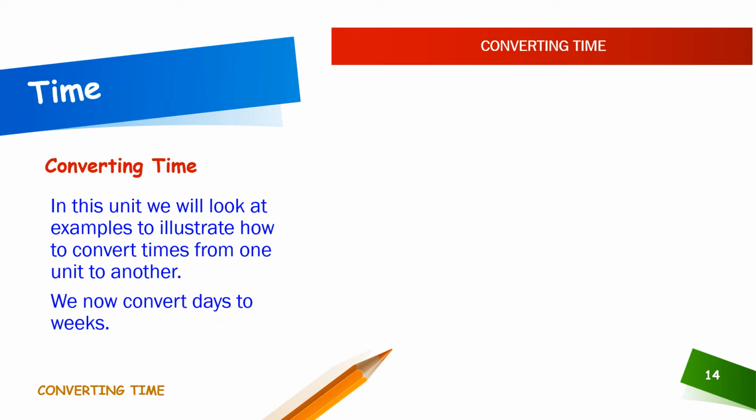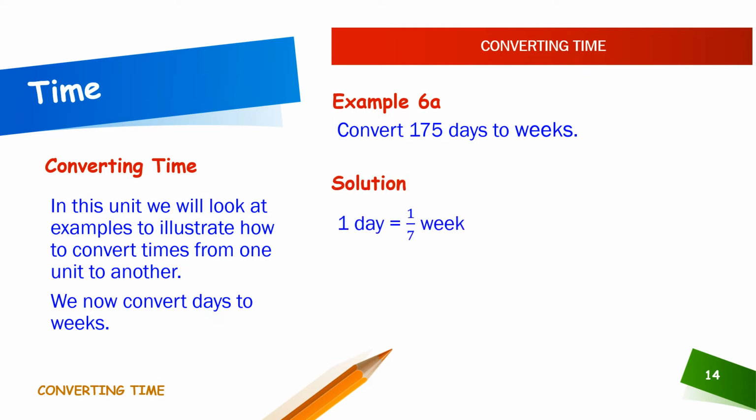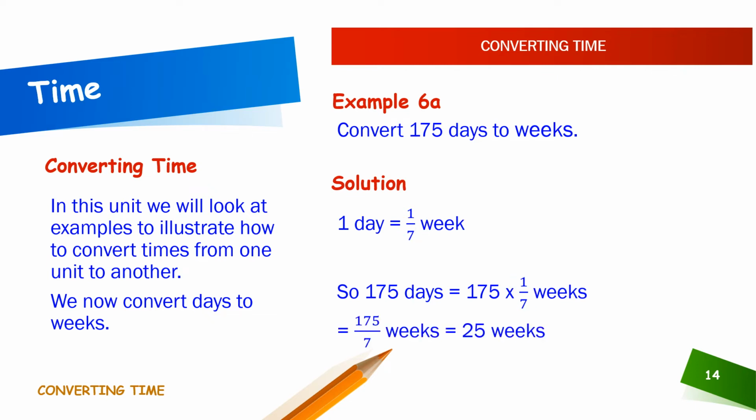And now for the next example. Pause the video and have a go. Press play when you're ready to view the solutions. We are required to convert 175 days to weeks. So let's solve this. 1 day equals 1/7 of a week. Therefore, 175 days equals 175 times 1 over 7 weeks. In other words, 175 over 7 weeks, which equals 25 weeks.